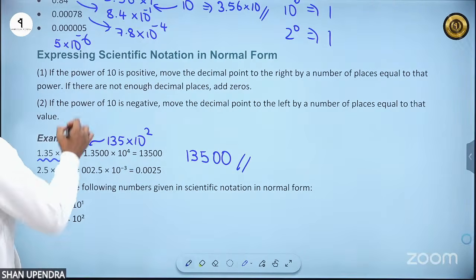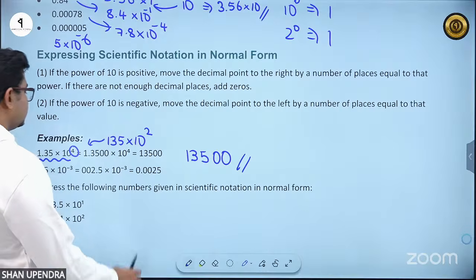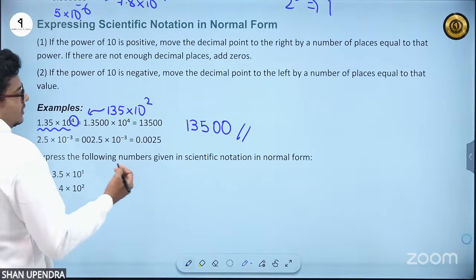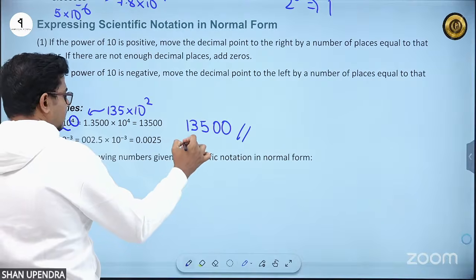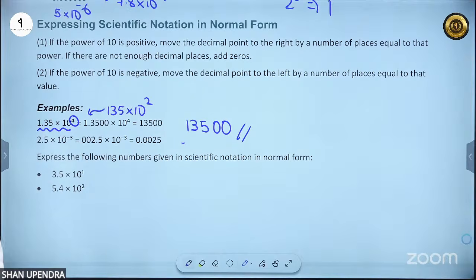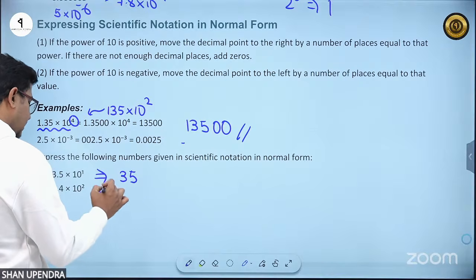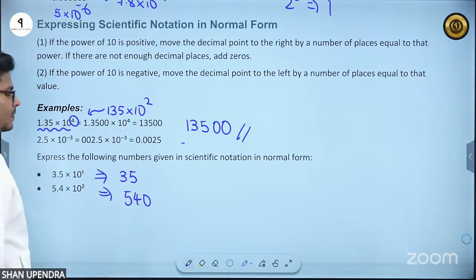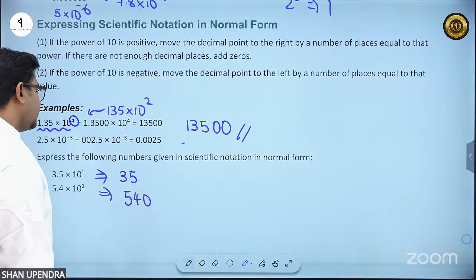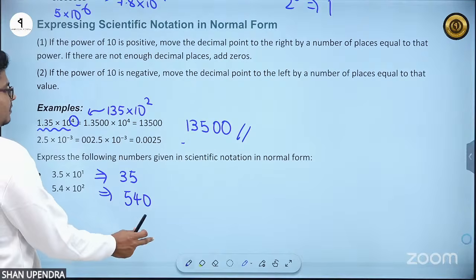If the power of 10 is negative, move the decimal point to the left by a number of places equal to that value. So you can write 2.5 into 10 to the minus 3 as 0.0025. Here we can write 35, here we can write 540. These are super easy, but for completeness, I am explaining.